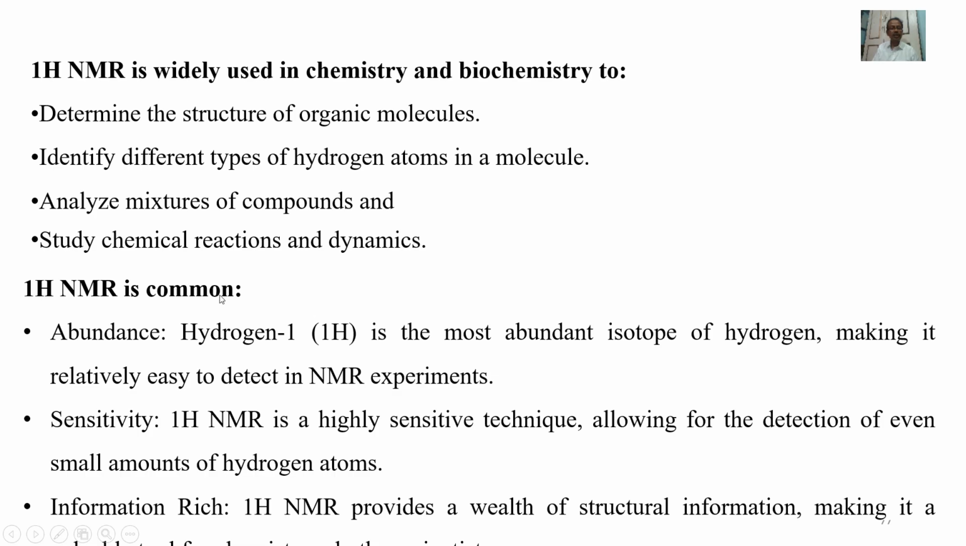Proton NMR is common and abundant. Proton is the most abundant isotope of hydrogen, making it relatively easy to detect in NMR experiments. Sensitivity: proton NMR is a highly sensitive technique, allowing for the detection of even small amounts of hydrogen atoms. Proton NMR provides a wealth of structural information.